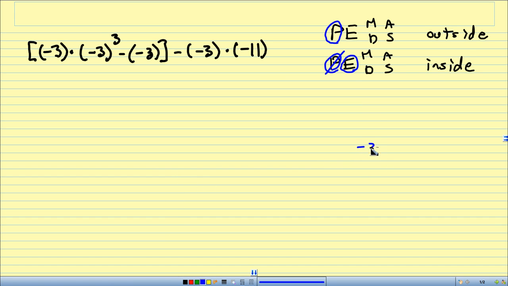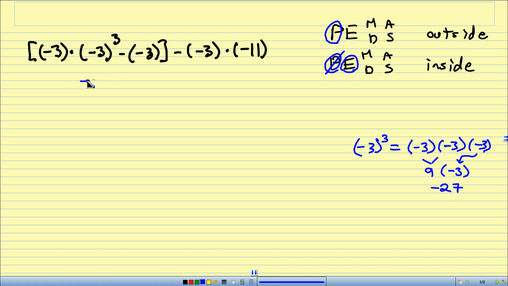Now, negative 3 quantity cubed, I can expand that into negative 3 times negative 3 times negative 3. That's what it looks like expanded. And then I can simplify that straight up. Negative 3 times negative 3, well, that's going to be a positive 9. And remember, it's times a negative 3. You bring down this one. And then I'll have 9 times negative 3. That's negative 27. So this negative 27 is right here, and I'm going to put it inside parentheses. And now everything else is the same.